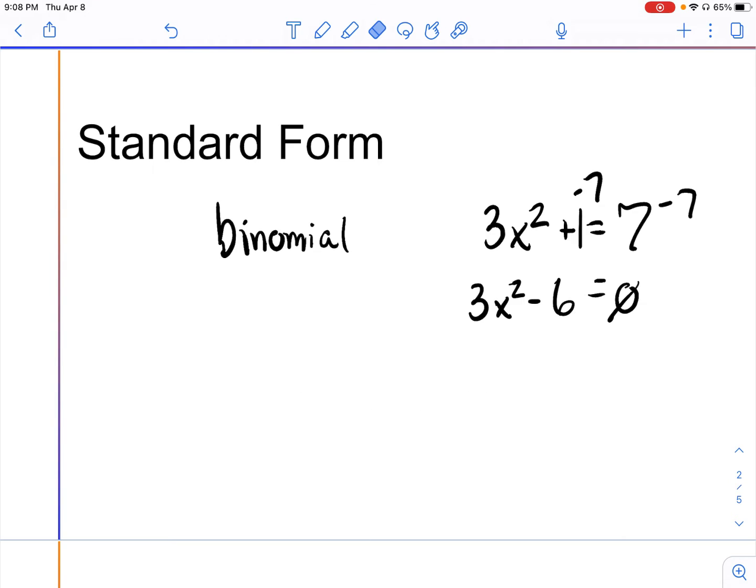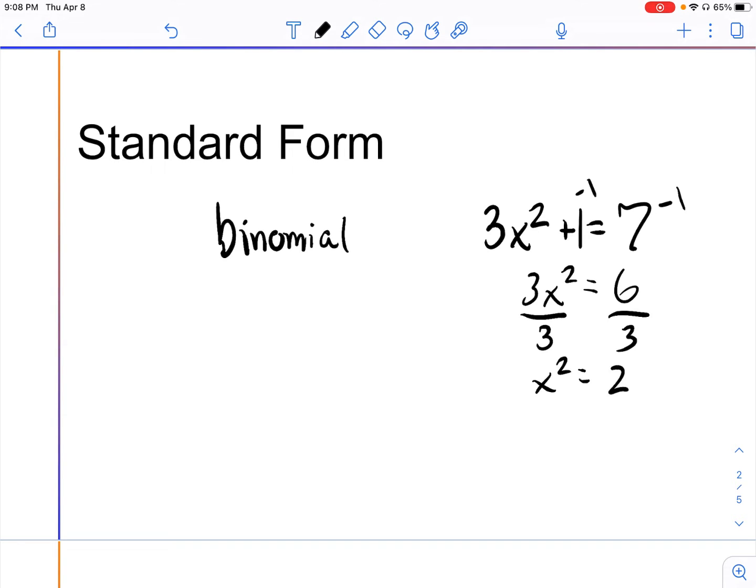So in this case, you would solve this by taking and subtracting 1 from both sides. So you get 3x squared equals 6. Divide by 3, x squared equals 2. And so x equals square root of 2, which then you could plug into your calculator if you needed to.